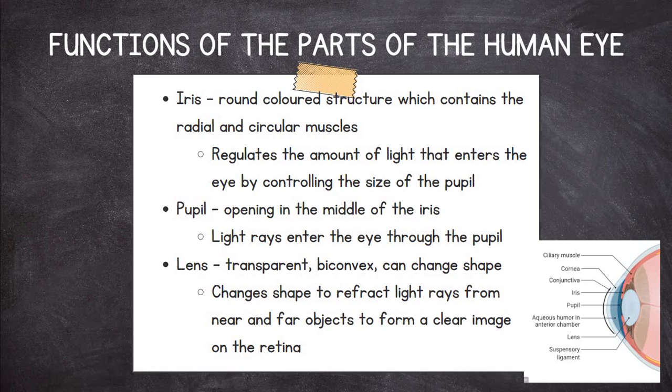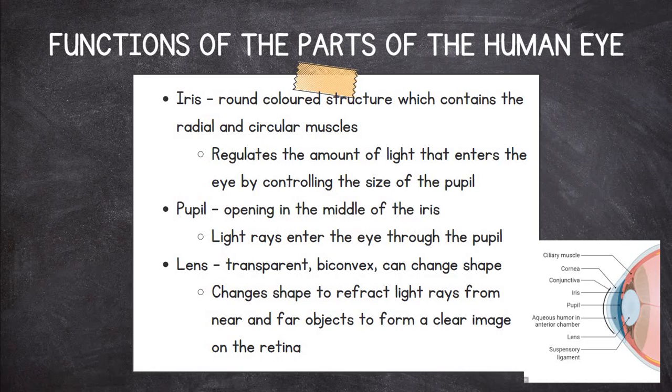So basically the pupil is like a little hole, and the iris controls the size of this little hole in order to regulate the amount of light that can go through. Because obviously if the hole is bigger, more light is able to go through, and if the hole is smaller, less light will go through.